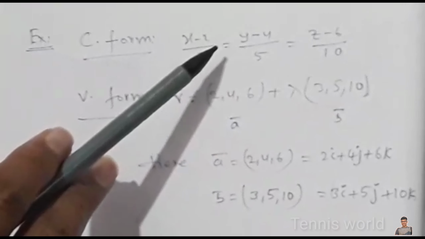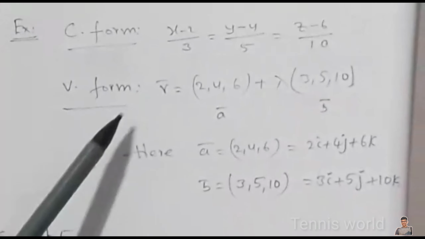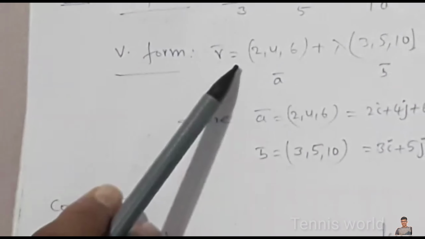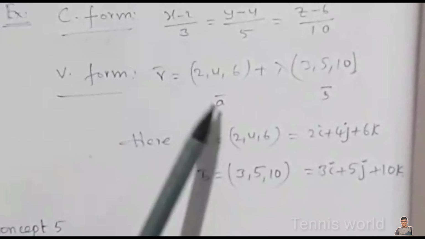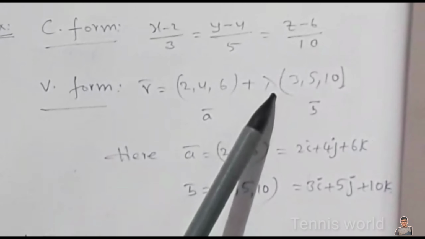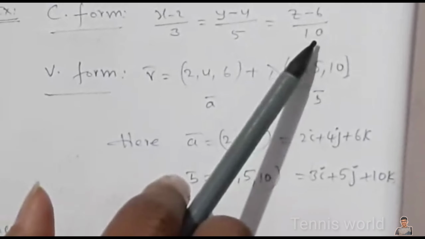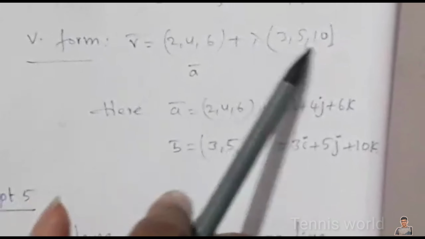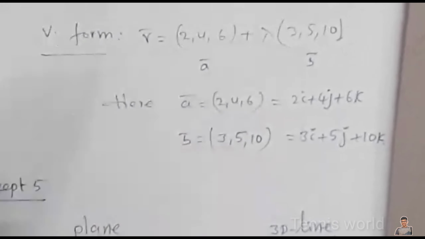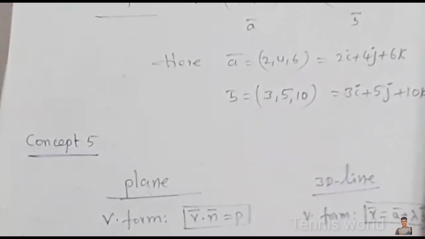For example, this is the Cartesian form of the line. Now I am going to convert this Cartesian form into the vector form. How to write? You write r bar is equal to 2 4 6, take it as a bar, in the first bracket, plus lambda into 3 4 10, which are the DRs of the line, in a second bracket. So this entire step looks like r bar is equal to a bar plus lambda b bar, which is the vector form of the line. Now see concept number 5.